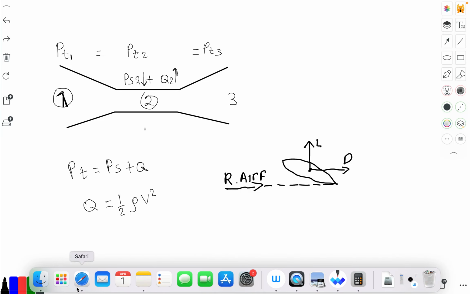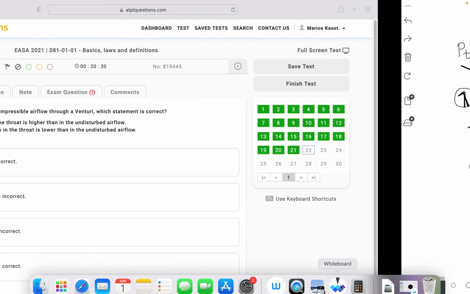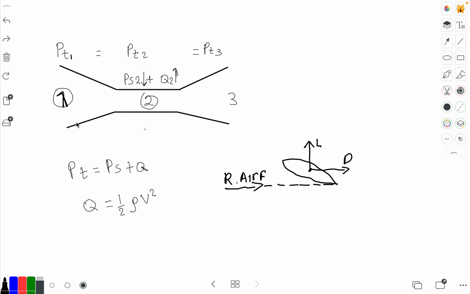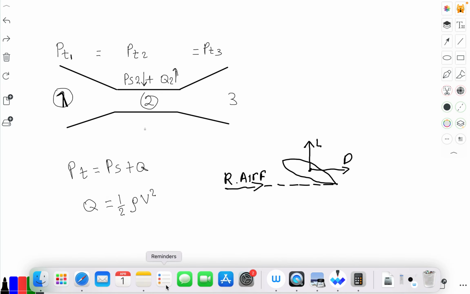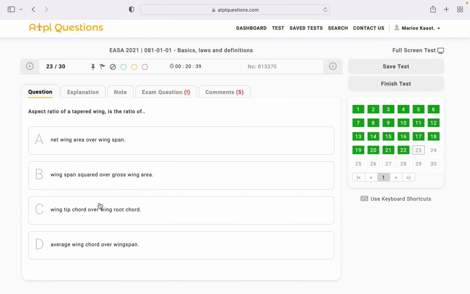So let's see again the questions. The static pressure in the throat is higher than in the undisturbed airflow. Of course, this is incorrect. And the speed of the airflow in the throat is lower than in the undisturbed airflow. Also incorrect. So both of them, from what we see here, are incorrect. Incorrect and incorrect. B.